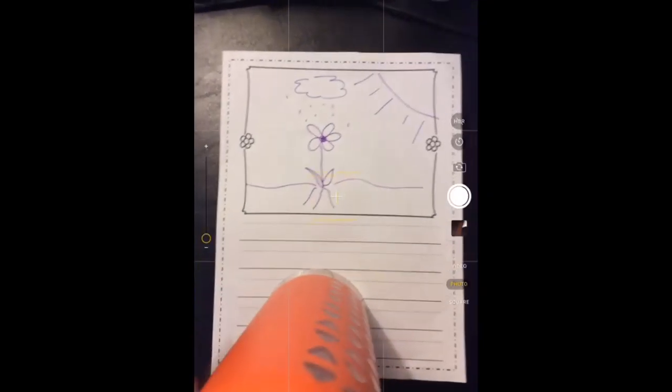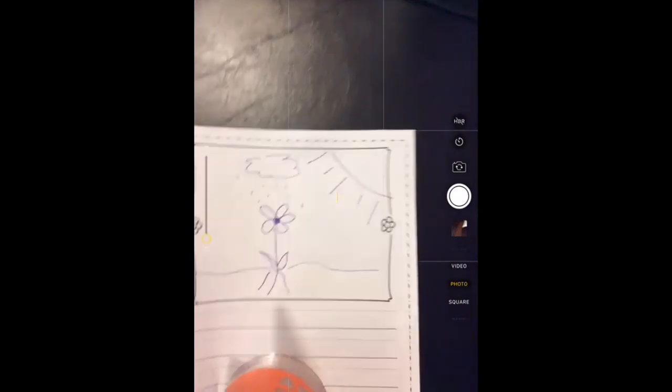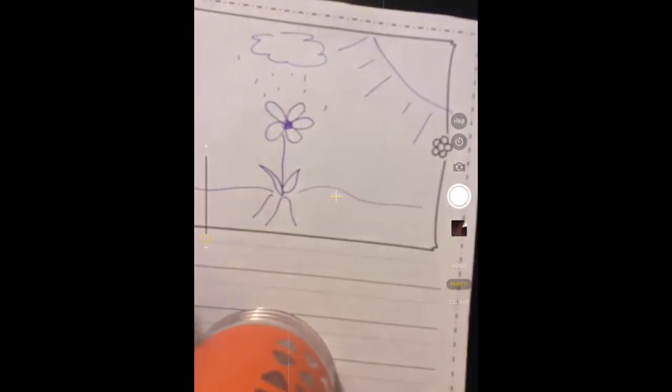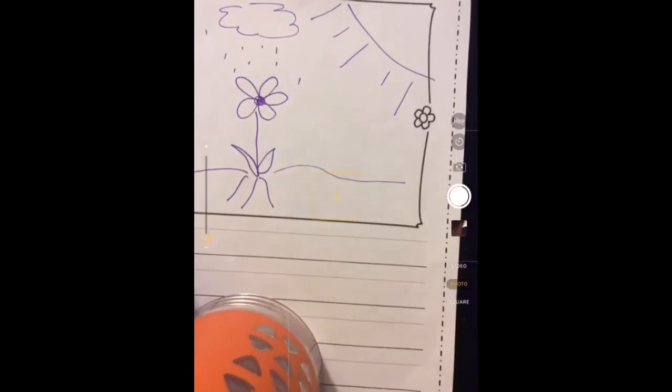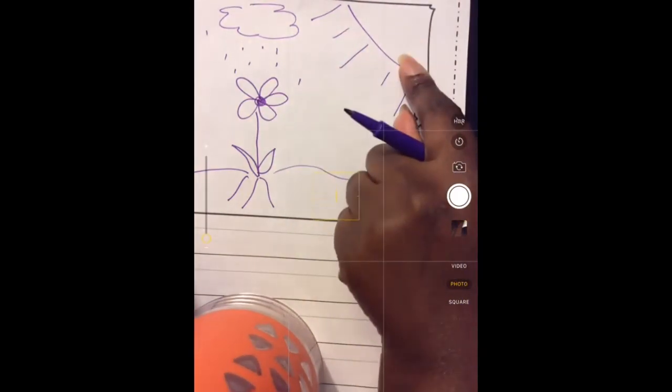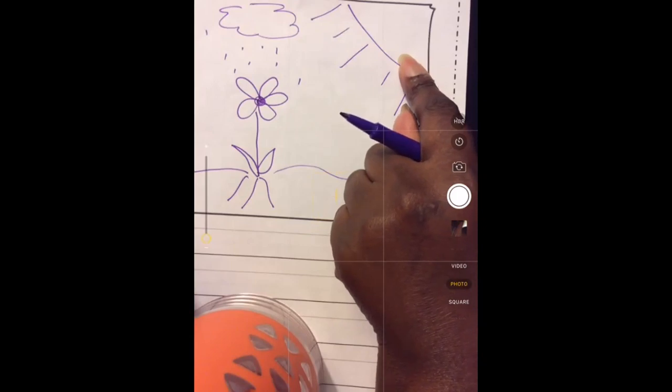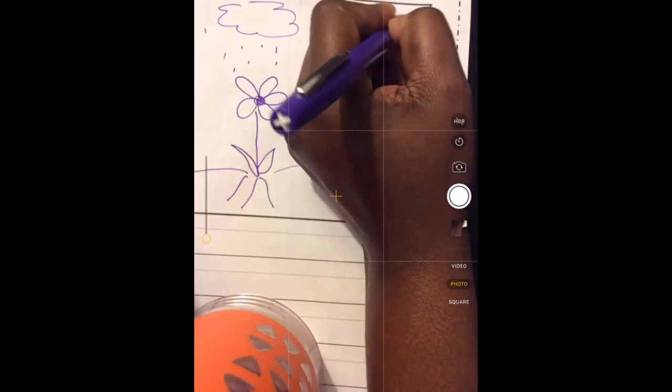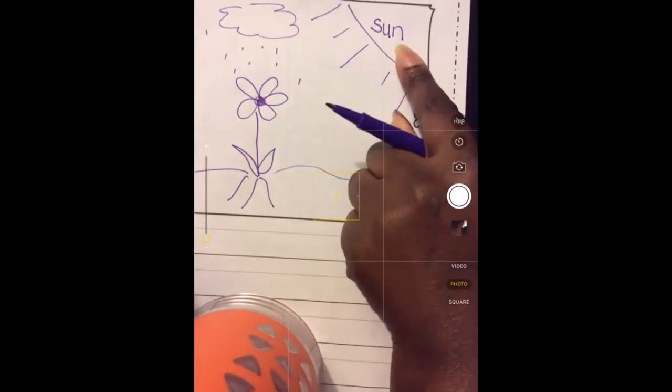I could label it, and I'm trying to get this centered right so that you can see it. I could label my drawing. What is this? This is the sun. How do I write sun? Sun. Let's use our sounds to help us. Sun. I hear S, U, N. Sun.